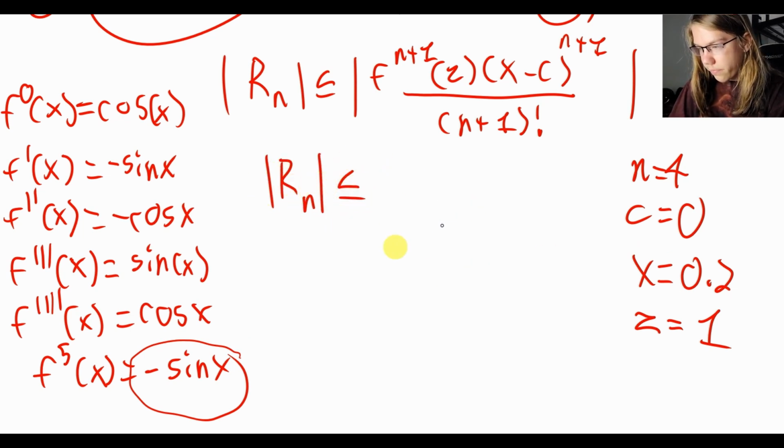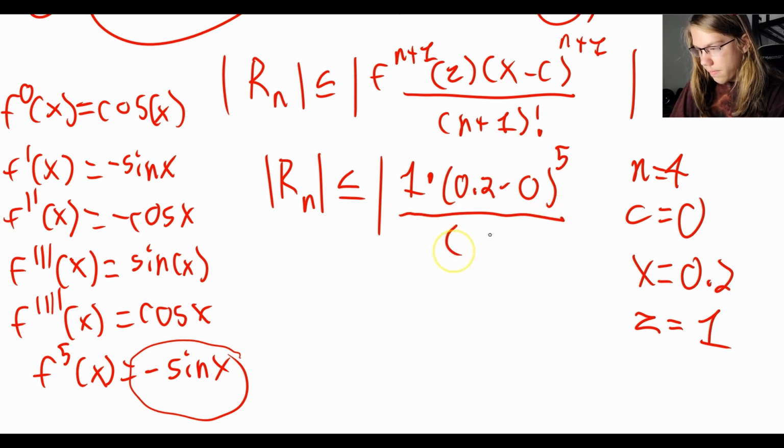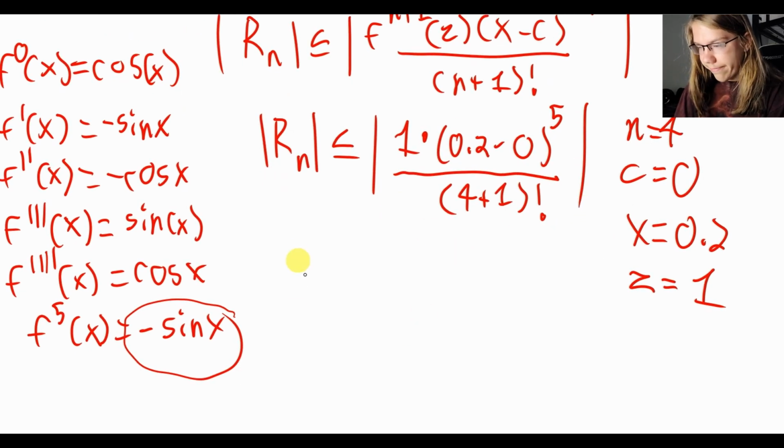Absolute value of 1 times our x, which is 0.2, minus 0, to the fifth over 4 plus 1 factorial. And we solve.